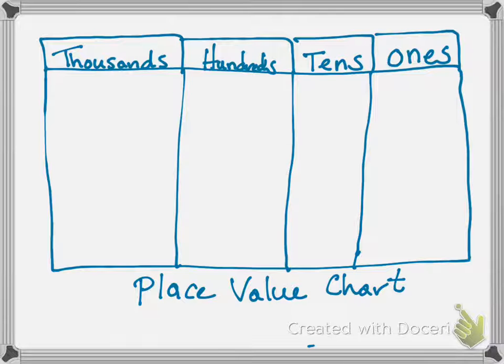Now I know you've seen this before. This should look very familiar. This is called a place value chart. You have the ones, the tens, the hundreds, the thousands, and it continues to go on. We're just going to focus on this place value for tonight: the ones, the tens, the hundreds, and the thousands.